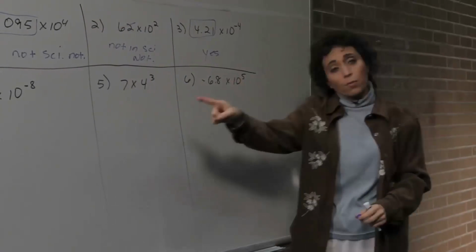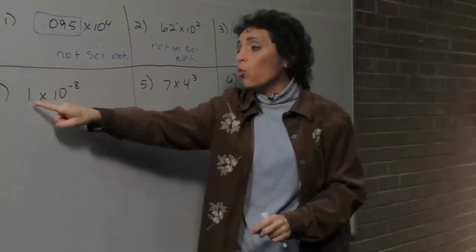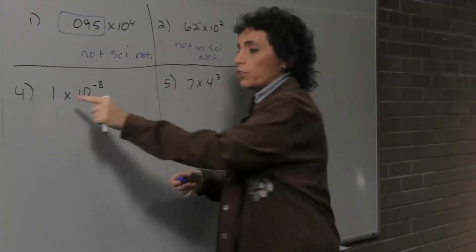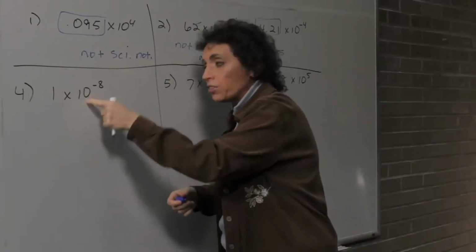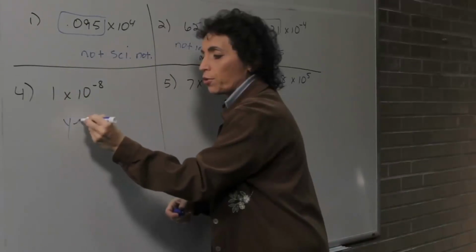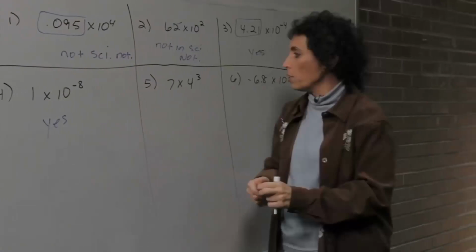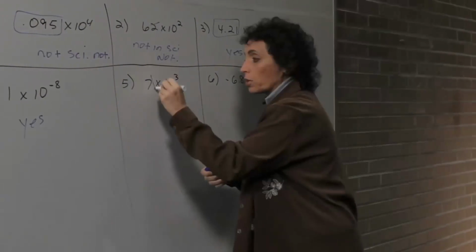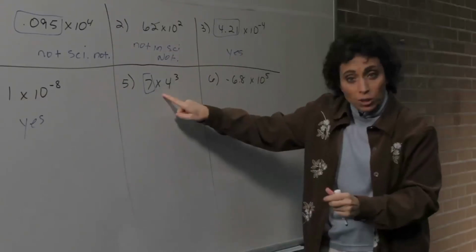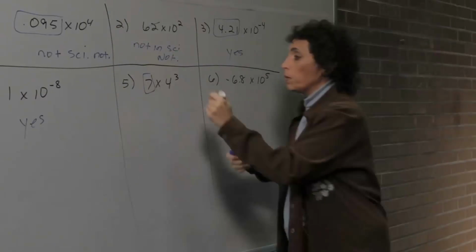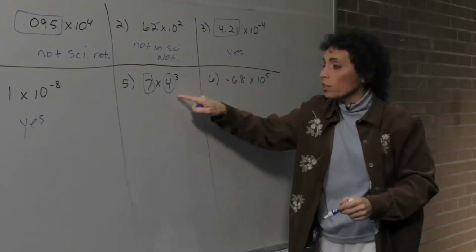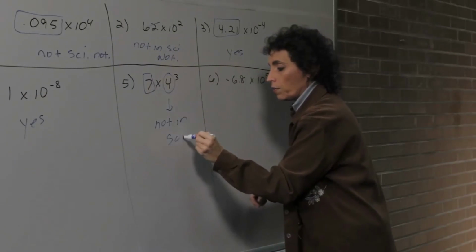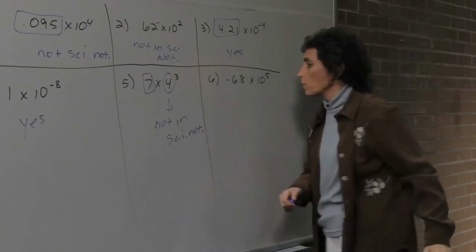All right, let's take a look at number 4. 1 times 10 to the negative 8. 1 is fine, because remember, it's got to be between 1 and 10, including the 1. It's attached by multiplication. Base is 10 to an integer exponent. So this is another yes. This is in scientific notation. How about this? Well, the first factor is okay because that's between 1 and 10. We have attached by multiplication, so that's good. But here's the problem. We cannot have a base of 4. It's got to be a base of 10. So this is not in scientific notation. Okay, so that's no good.